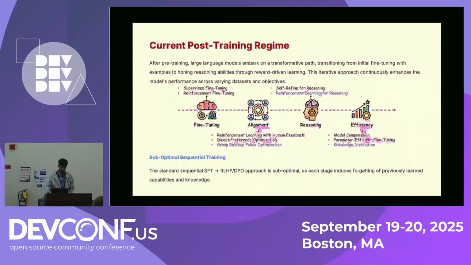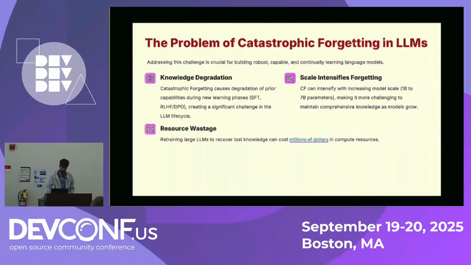The problem with this sequential setup is that as you teach the model to be aligned with human values, it can forget the domain-specific knowledge that it learned during the previous stage. So as you go on, fine-tuning on each stage induces forgetting of previously learned capabilities and knowledge. This problem is very well known in the literature, and it's called catastrophic forgetting.